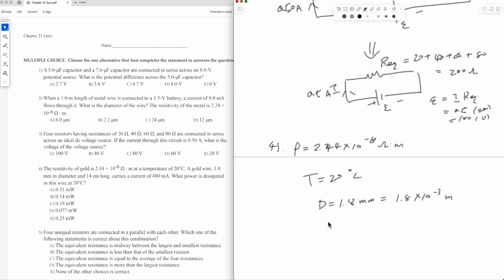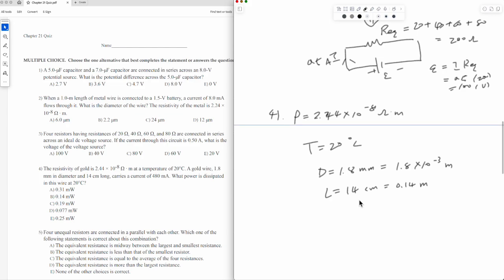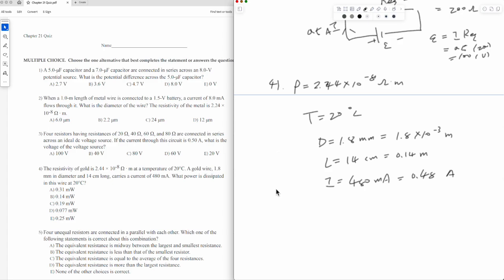And 14 centimeter long, L equals 14 centimeter equals 0.14 meter. It carries a current of 480 milliamp, which equals 0.48 amp. What power is dissipated in this wire? Here, we are looking for power, P equals, you know the current, right? P equals R I squared.